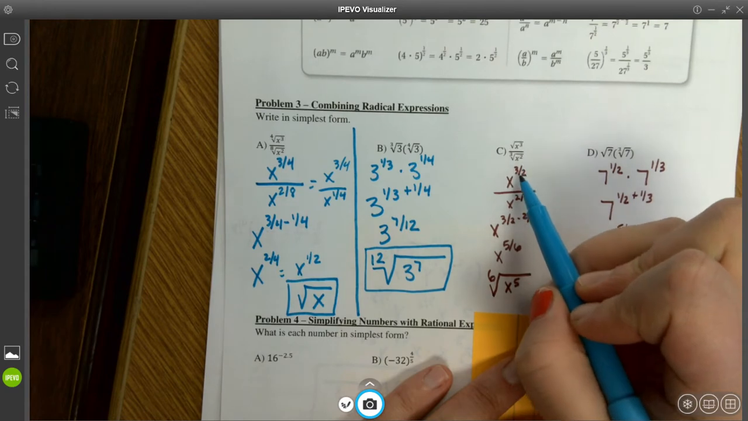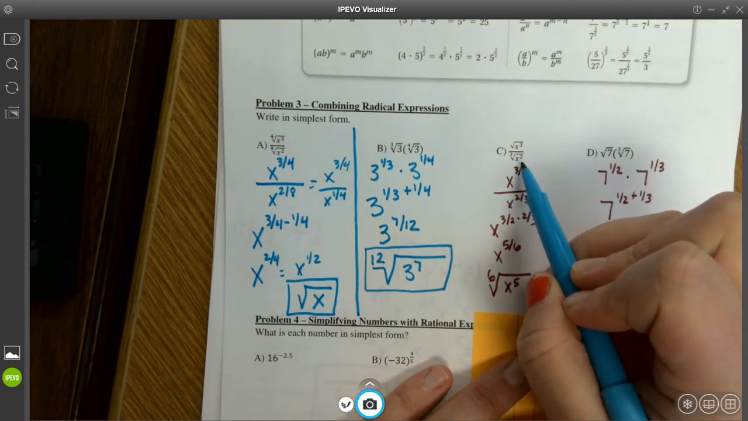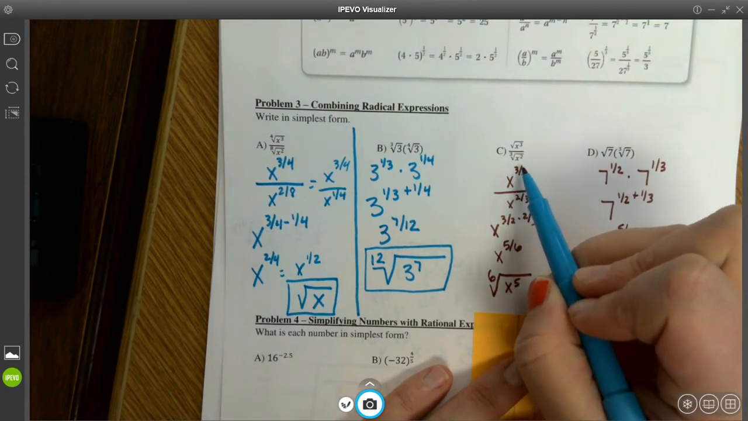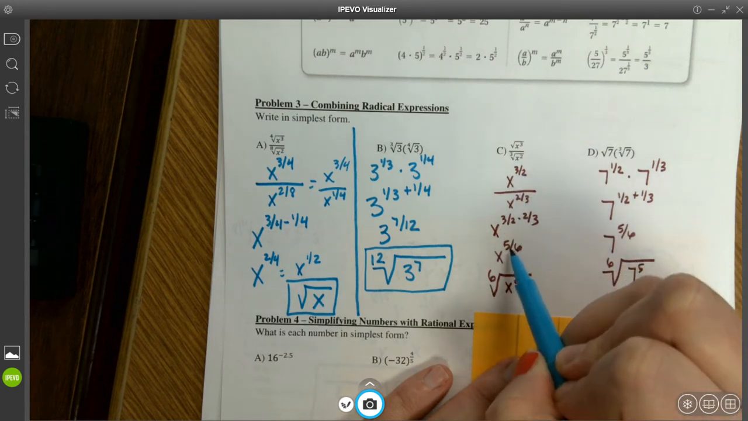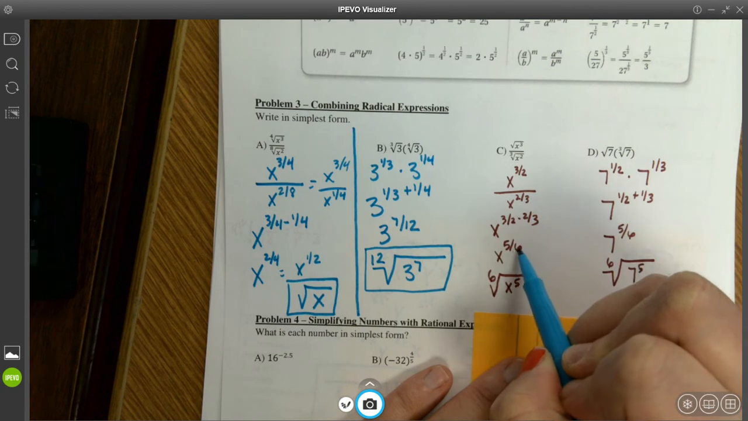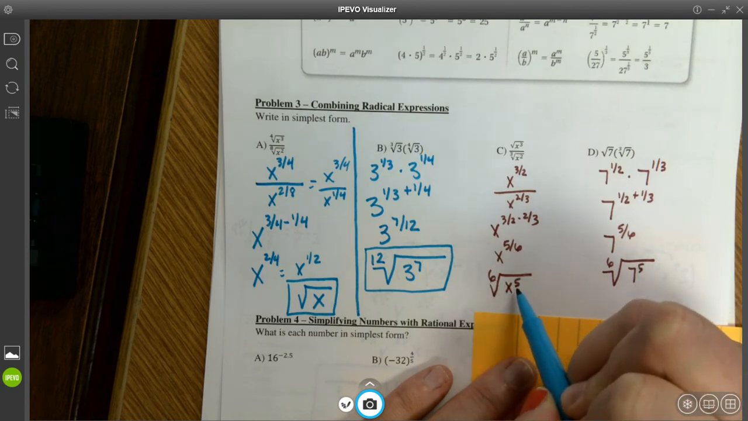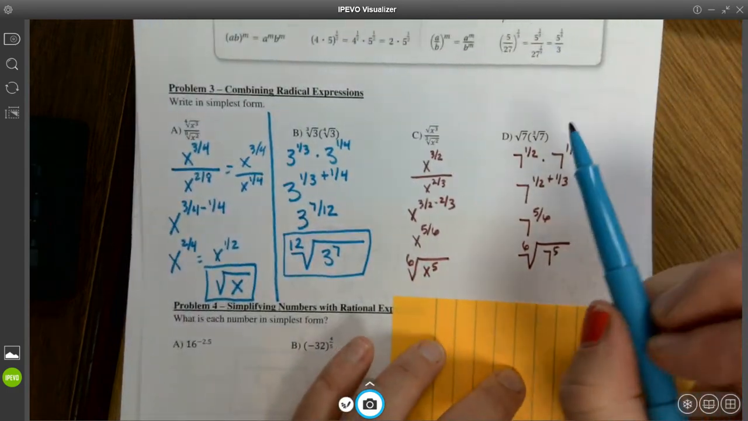This becomes x to the 3/2 over x to the 2/3. Again, it's the top minus the bottom. 3/2 minus 2/3 is 5/6. The 6 is your index, and then x to the 5th. If you can simplify this, you should, but I can't.